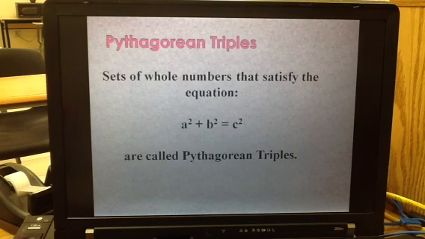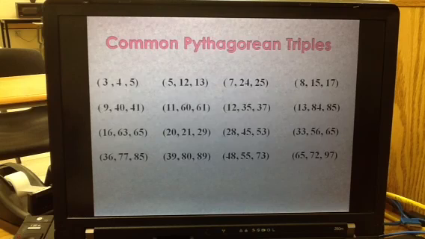Okay, Pythagorean triples. Pythagorean triples are sets of whole numbers that satisfy the equation a squared plus b squared equals c squared. That's because that's the Pythagorean theorem. So if these numbers work in the Pythagorean theorem, then it's called a Pythagorean triple. These are only true for whole numbers. Now there's lots of triples, and we'll talk about this more in class. Here's a list of some of them.